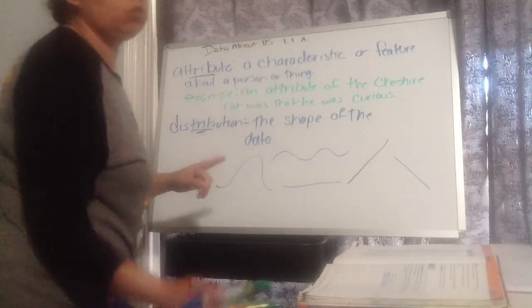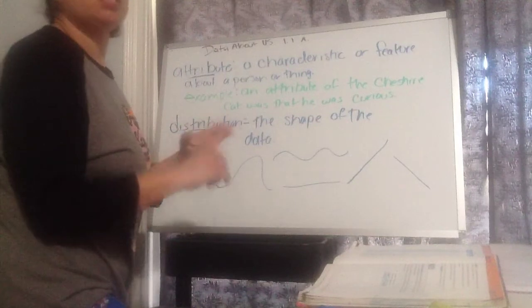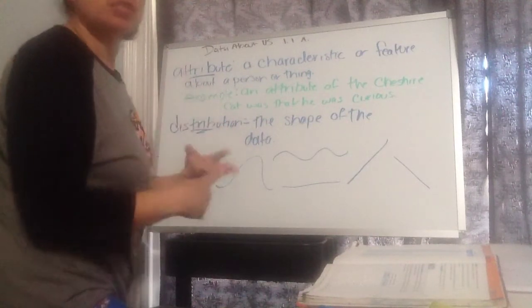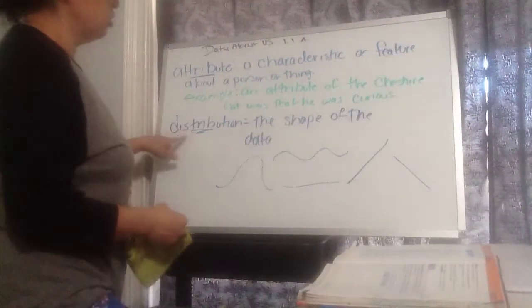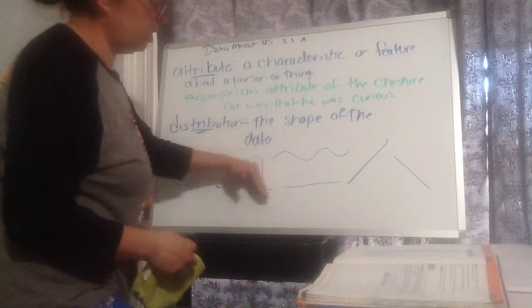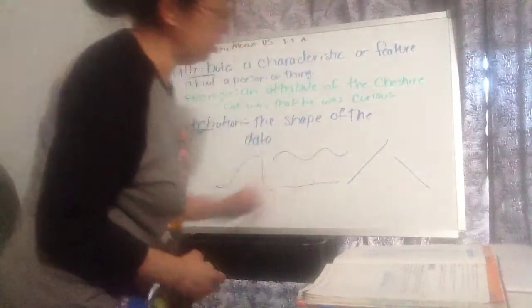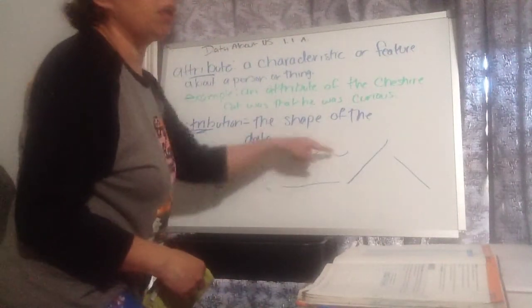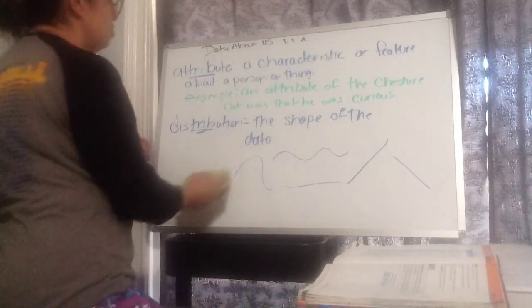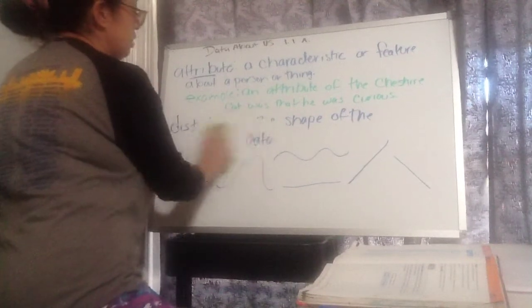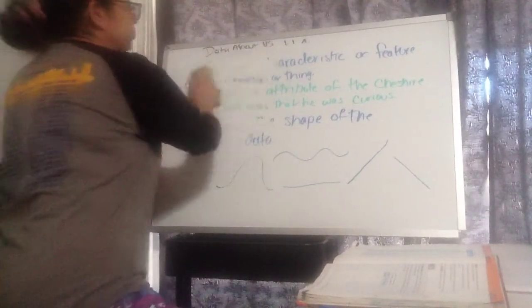Those are two words that you want to use. Increase, decrease. You may also use stay the same. So distribution. Increase, decrease, stay the same. Increase, decrease. This would be unsteady. So those are three ways that we can talk about the distribution.